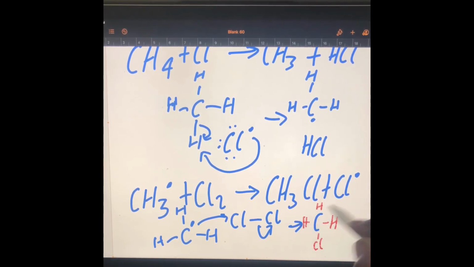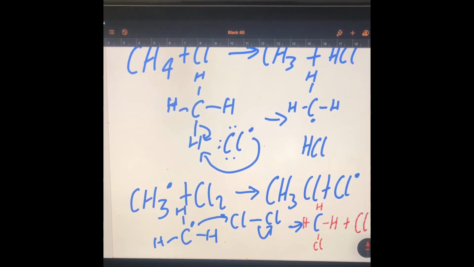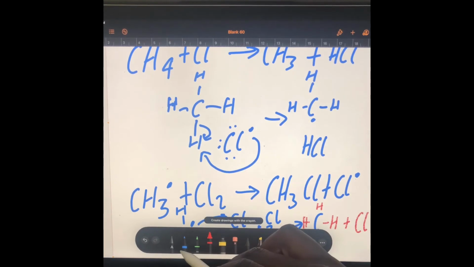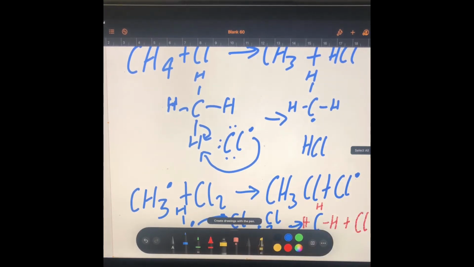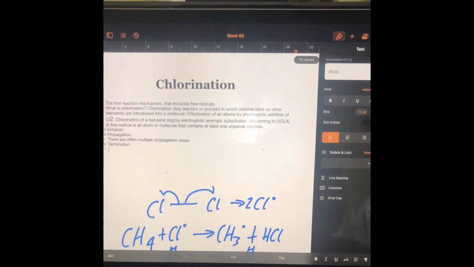And that Cl now is just on its own. But yeah, that's the propagation step. Now you've got the final step of the reaction, which is termination.